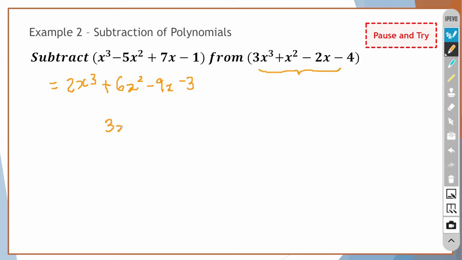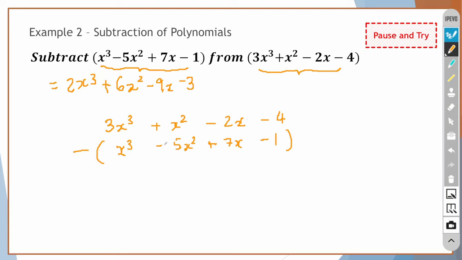So 3x cubed plus x squared minus 2x minus 4. And then we're going to write our other equation down here. So x cubed minus 5x squared plus 7x minus 1. And we're going to put this in brackets to remind us that it's minus the whole of this term, and then we'll draw a line underneath.